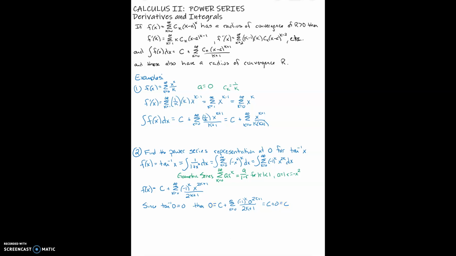So that means I can rewrite this function, f of x is equal to, instead of c, I know that is 0, so I don't need to write it. The sum as k goes from 0 to infinity of -1 to the k times x to the 2k plus 1 over 2k plus 1. And there we go. Power series representation of the inverse tangent of x. Pretty nice. Not so bad, I hope. Enjoy!